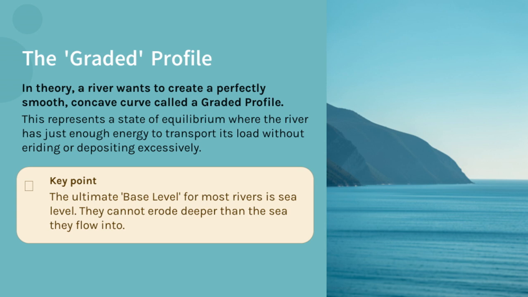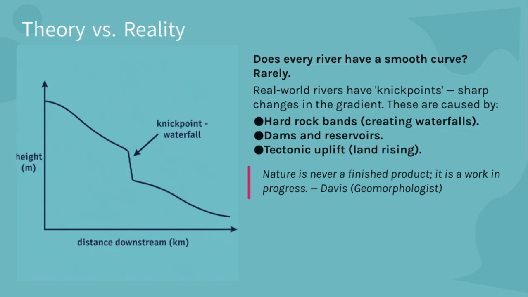However, real rivers are more complicated than this. Does every river have a perfectly smooth curve? Rarely. In the real world, rivers often have sudden changes in gradient. These are called nick points. A nick point is a sharp break or change in the river's long profile. One cause of a nick point is a band of hard rock. If a river flows from hard rock onto softer rock, the softer rock may erode more quickly. This can create a waterfall.